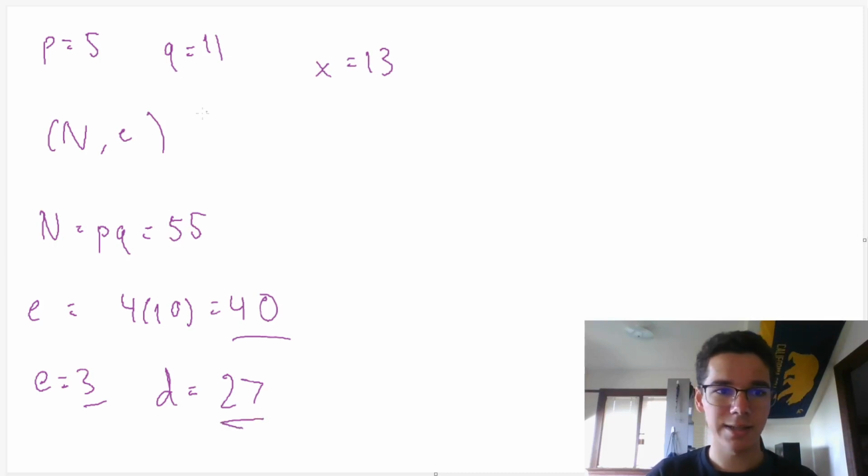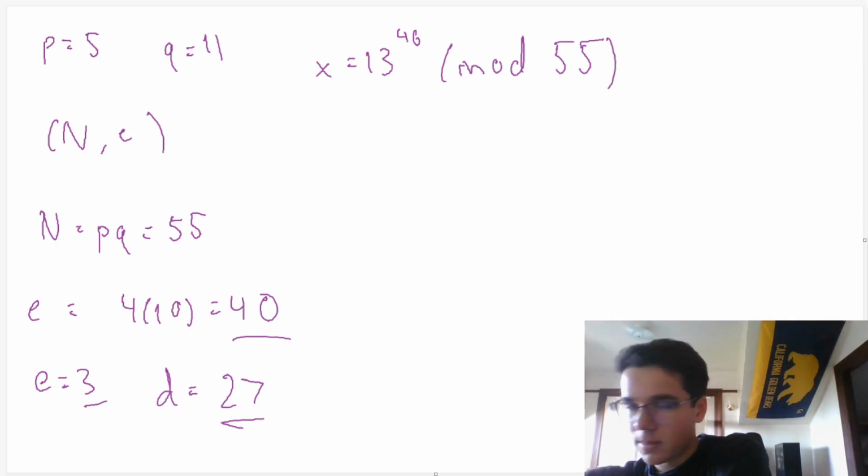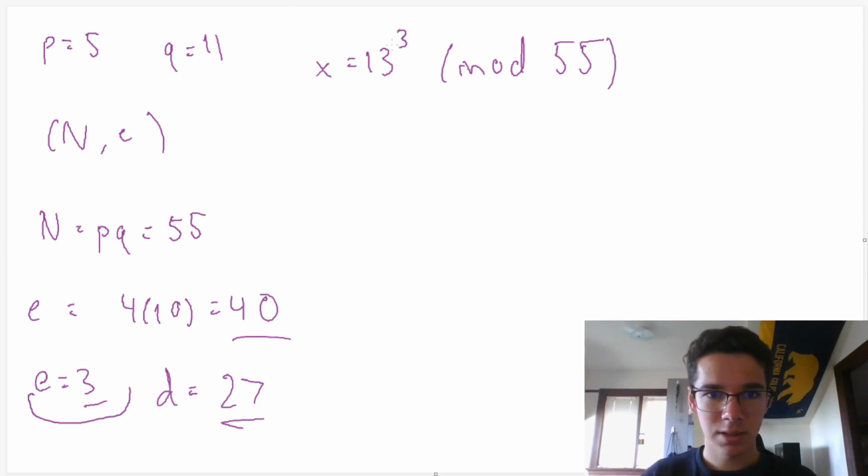Okay, and now we're going to move on to Alice taking Bob's public key. She's going to take Bob's public key, raise it to E, and mod it by N, where N is 55. Let me just check the notes for what the actual calculation for that is. Okay, so again, X is equal to our message to the power of E, and E is not 40. We established down here that E is equal to 3. So this is how Alice would encrypt a message.